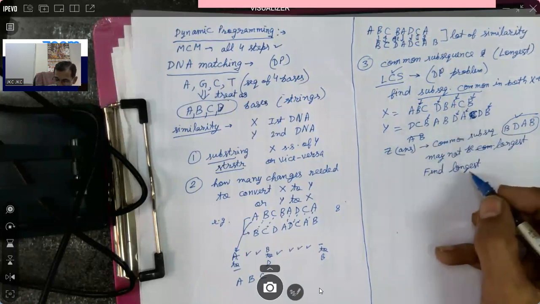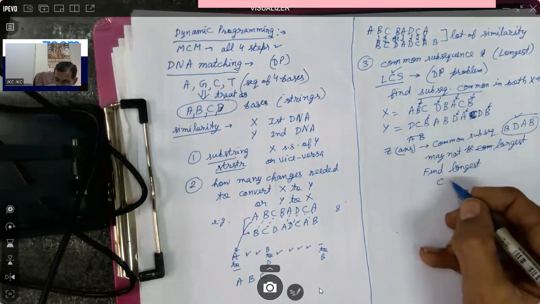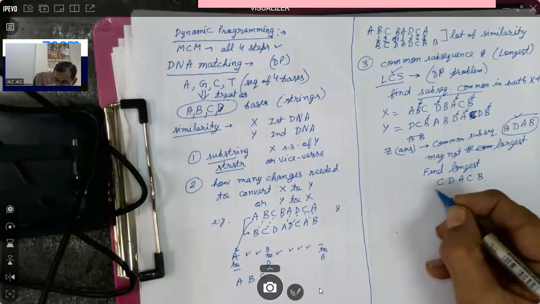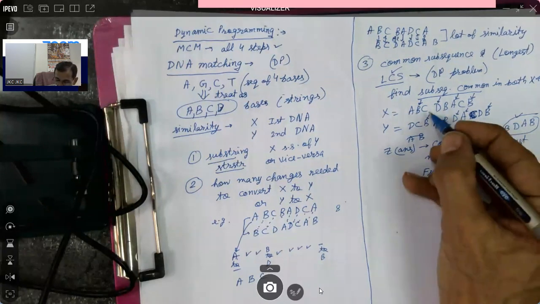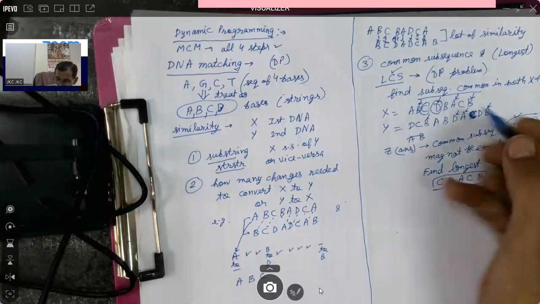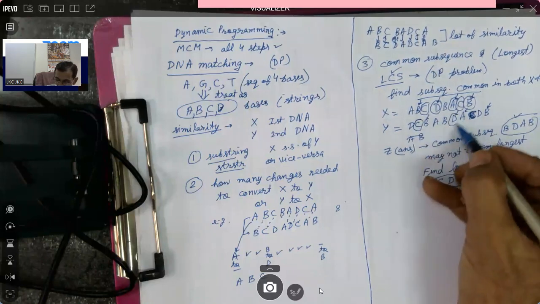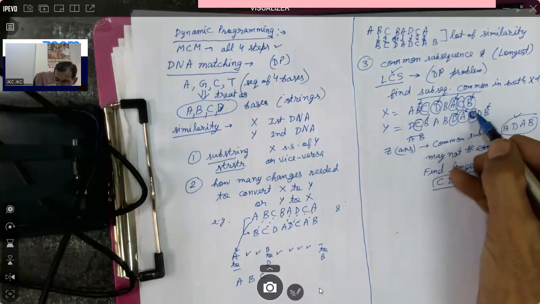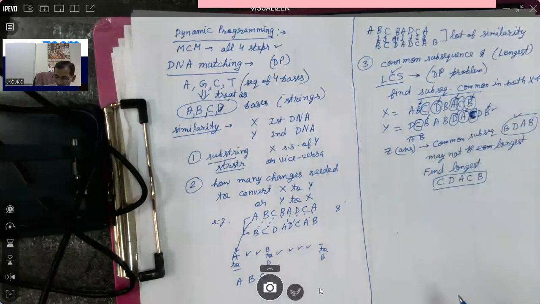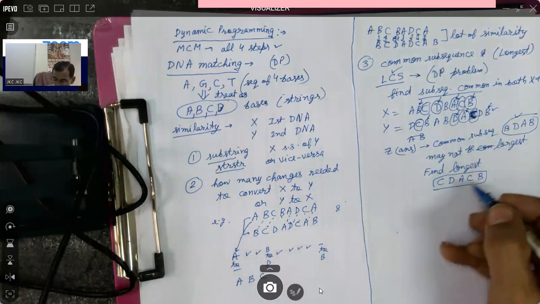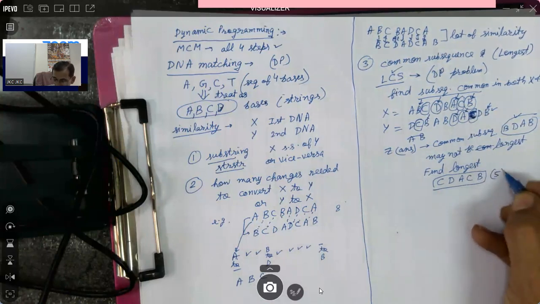For example, in this case, I could say C, D, and then maybe A, C, B, that could be a longer sequence. Why? I can see C, D, A, C, B here, and here also I have C, D, A, C, and B. So if I have this sequence, I can claim that these are available with me. So this can probably be the longer one, of length 5.